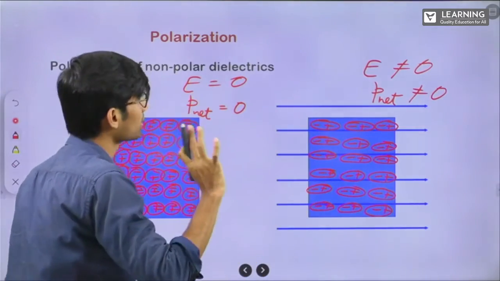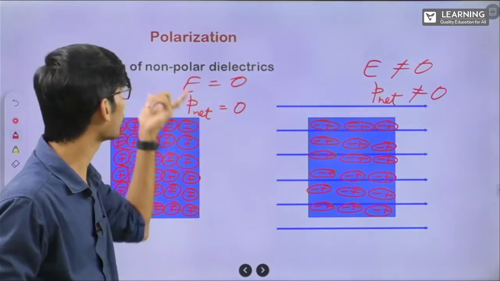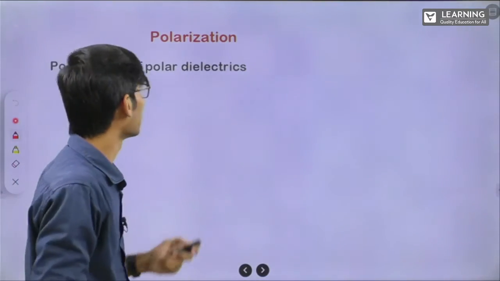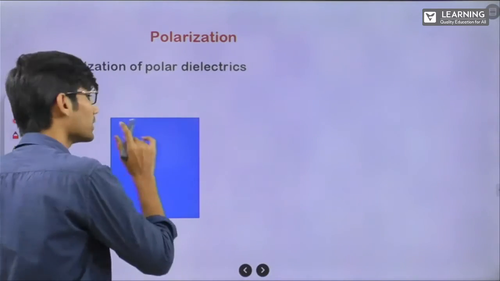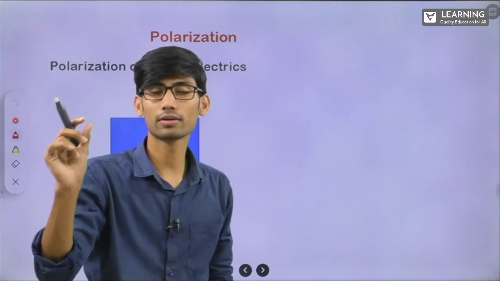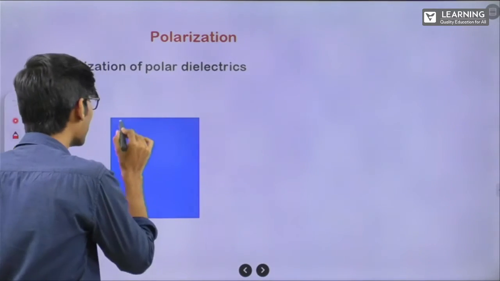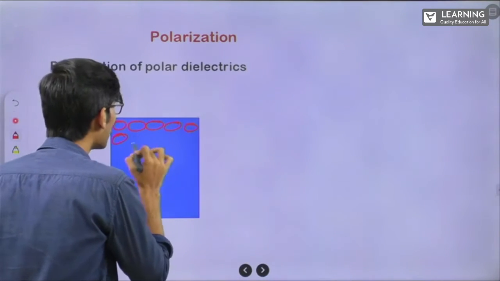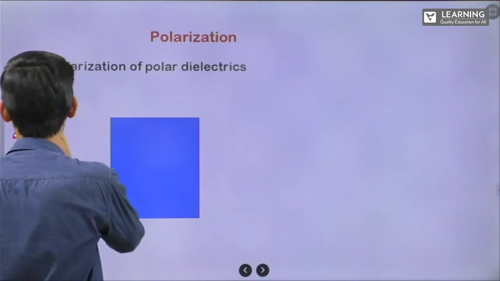First, let us see what happens when a polar dielectric is kept in an electric field. See here, polar dielectric, if I talk about, in this what will happen, P of one molecule is only not zero, right? For one atom also, if you see, it is not zero. P net will not be zero, correct?